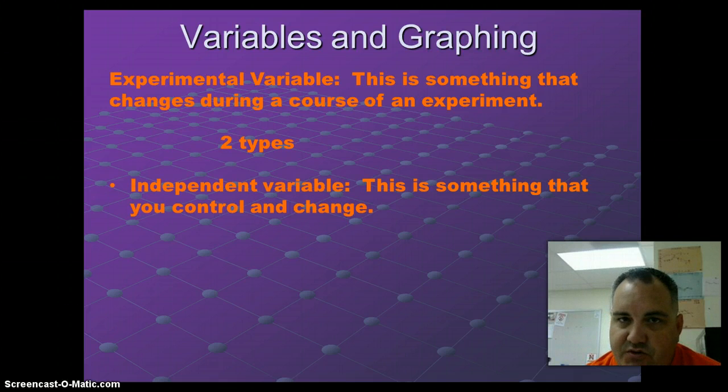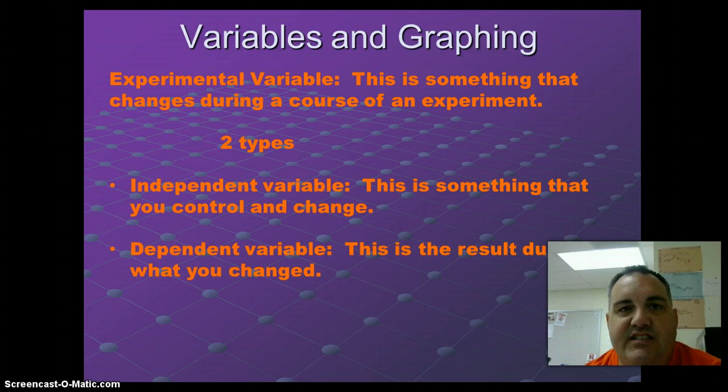What happens due to the amount of sugar that you put in, or the taste that results, is called your dependent variable. This is the result. So if you put in 4 cups and it tastes really good, then that's your result. So dependent is just based on whatever you change, this is what happens.